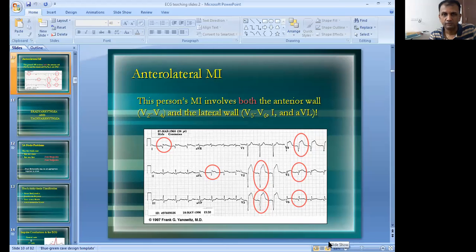Can you see it now? Yes, sir. Okay, sorry. I was just trying to show a different presentation about the non-ST elevation MI, but don't worry, let's carry on with this one. Looks like some problem in the sharing.